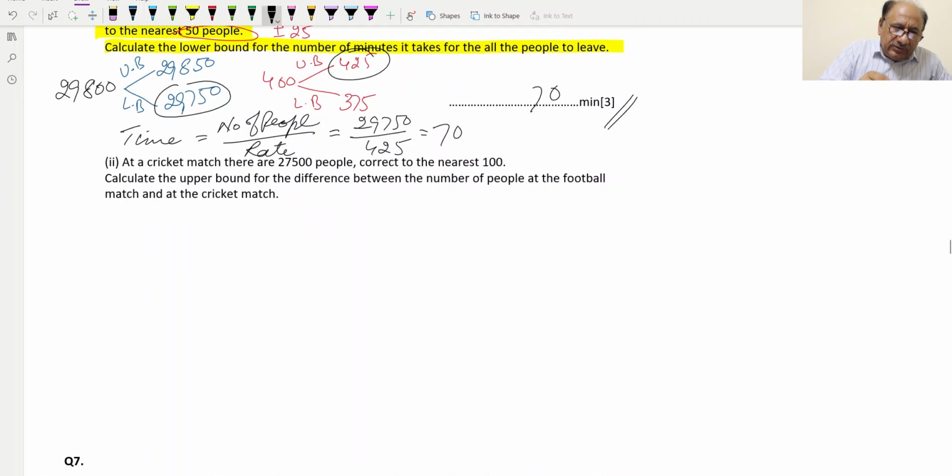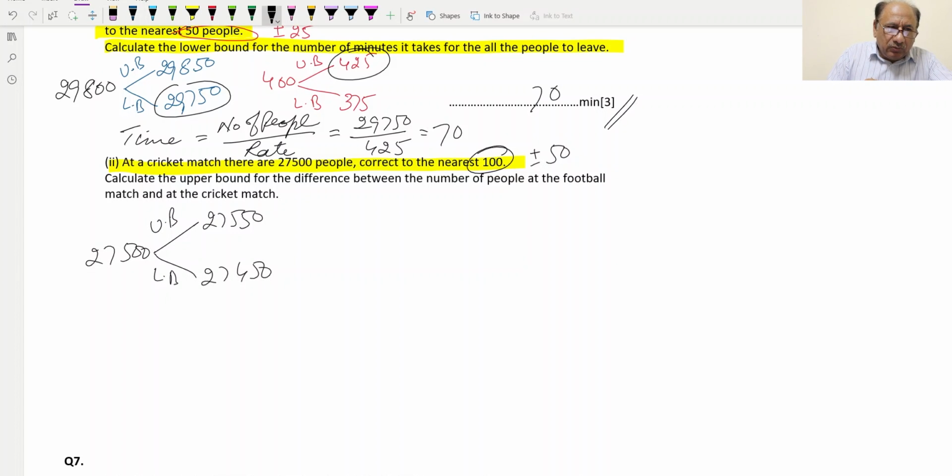And the second part says at a cricket match there are 27500 people, correct to the nearest 100. So again we have to check the lower bound and upper bound. Nearest 100 will be plus minus 50. So we will write 27550, which is the upper bound, and 27450, which is the lower bound.